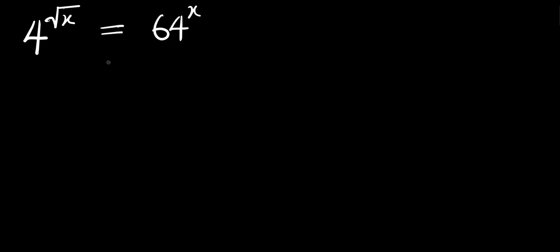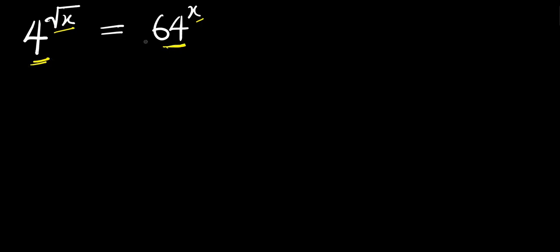Hello, how to solve this exponential problem? This is 4 power square root of x equals 64 to the power of x. We are solving for the value of x that satisfies this equation. So the first step will be to ensure that these two bases are the same.